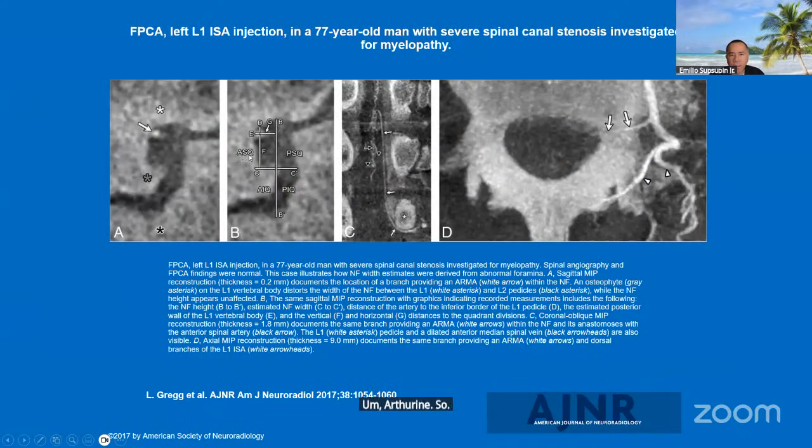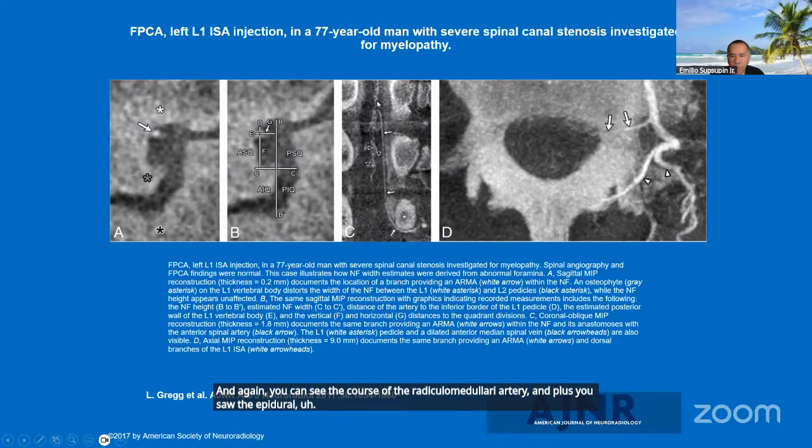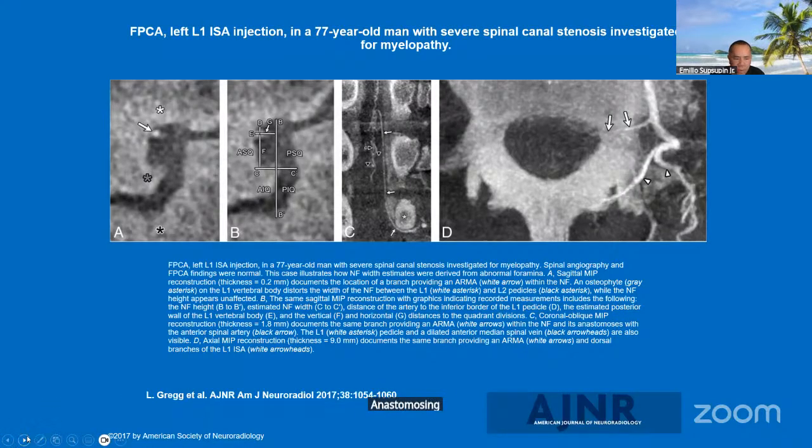So yeah, this is another example. You have the artery, you have the spur that narrowed the AP diameter of the neural foramen. And again, you can see the course of the radiculomedullary artery, and you saw the epidural venous plexus, anastomosing with the anterior spinal artery.